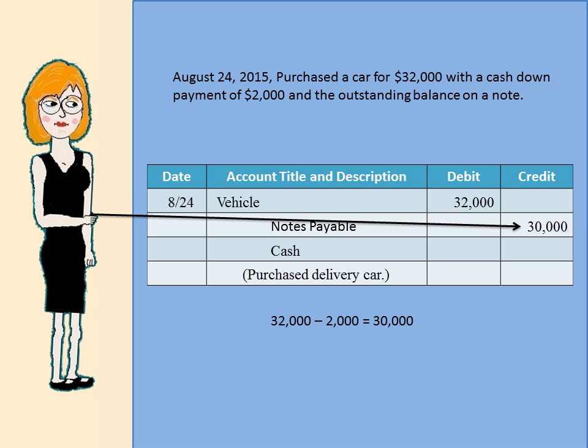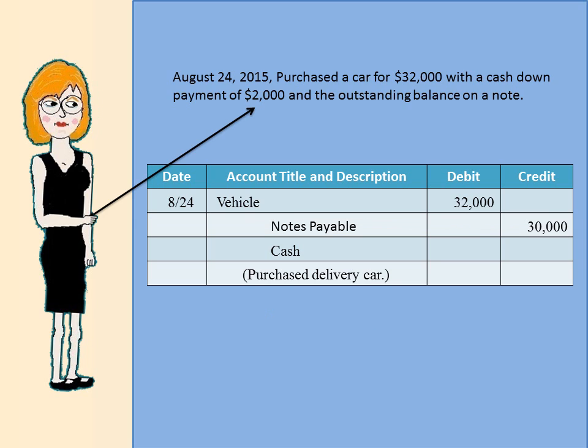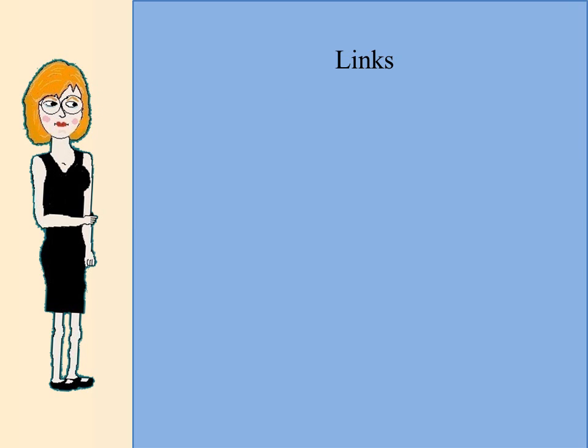Since notes payable is a liability, it increases on the credit side and decreases on the debit side. So we will place it on the credit side, and this will increase the amount of money we owe somebody outside the company. We will then put the $2,000 down payment as a credit because it is an asset account, cash, and we are spending the $2,000. This is how we do basic journal entries.